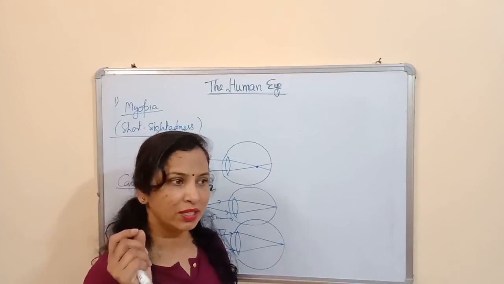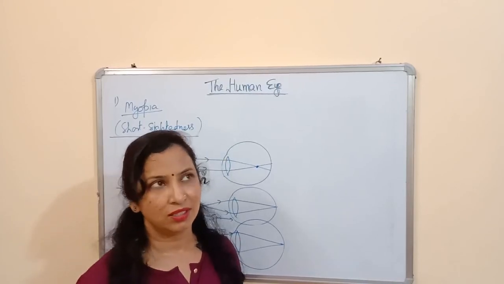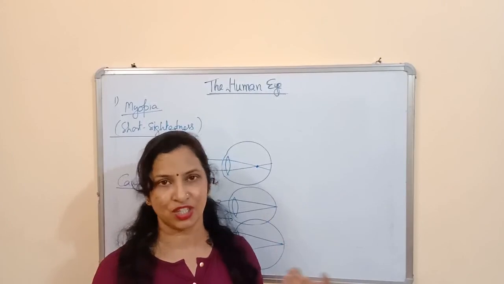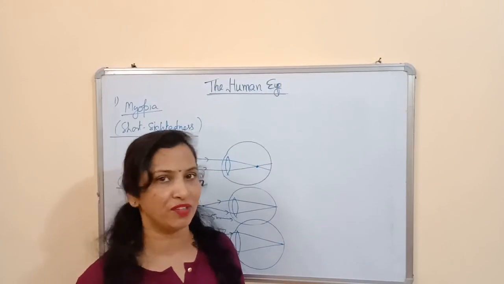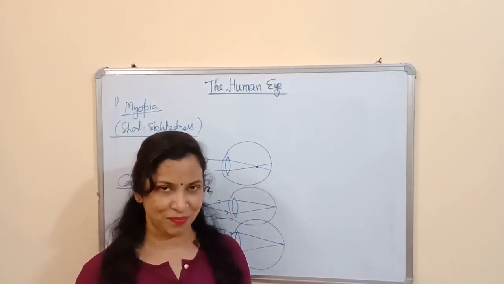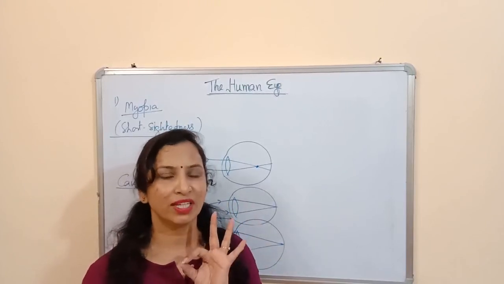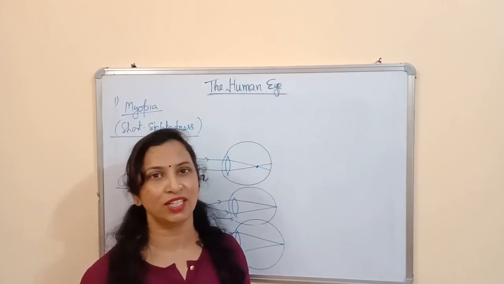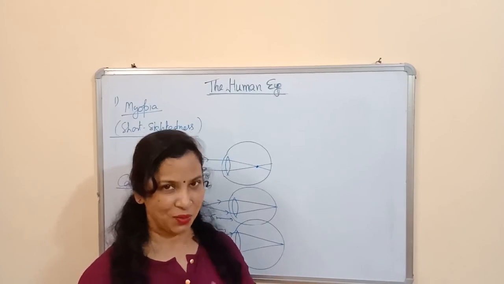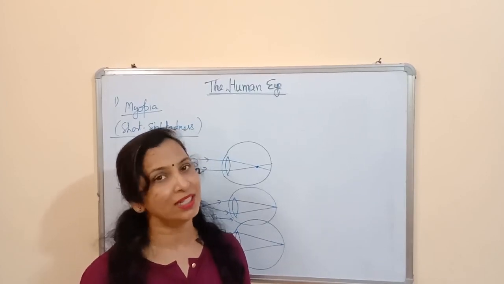For this defect of vision, the only method of correction is surgery. Only by surgery can we correct the defect of vision called cataract. Okay, I will explain all these things in the next video.